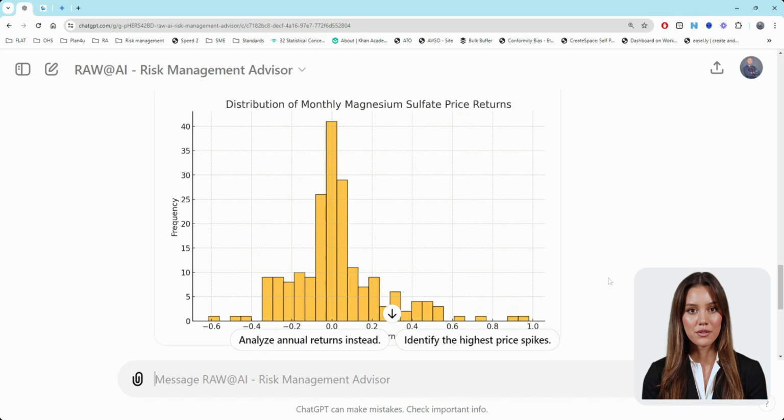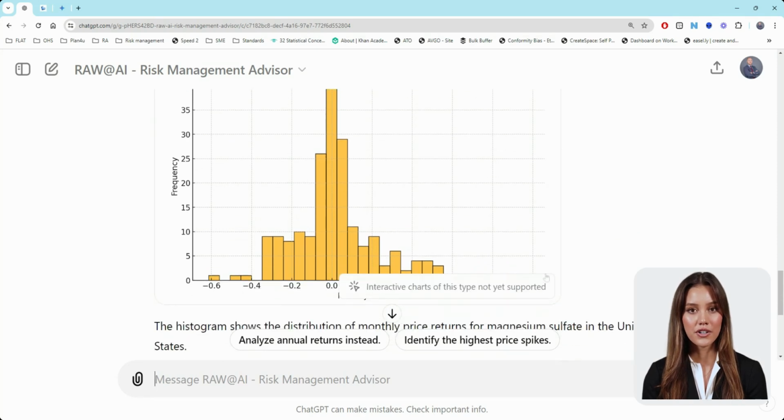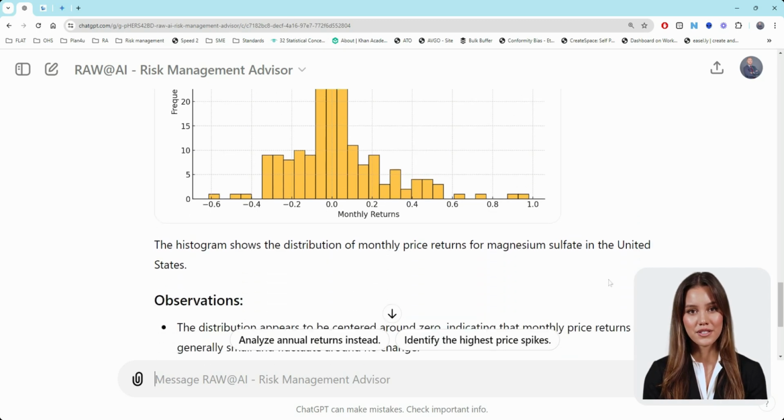Basically, this means that from month to month, most of the time the price doesn't change much, but sometimes it can change by 60%, and sometimes it can actually change by 100%. That's a pretty significant risk, so the price can drop by half or double from just month to month.